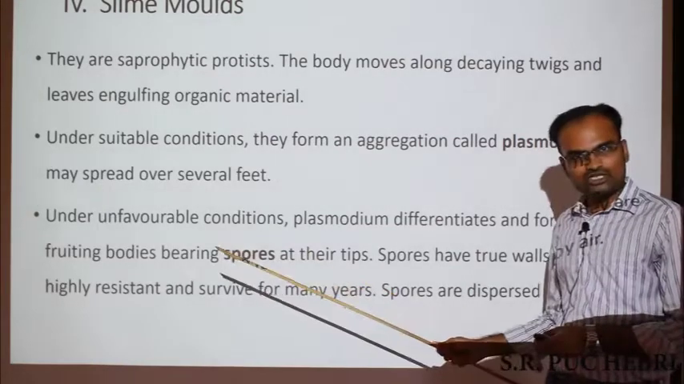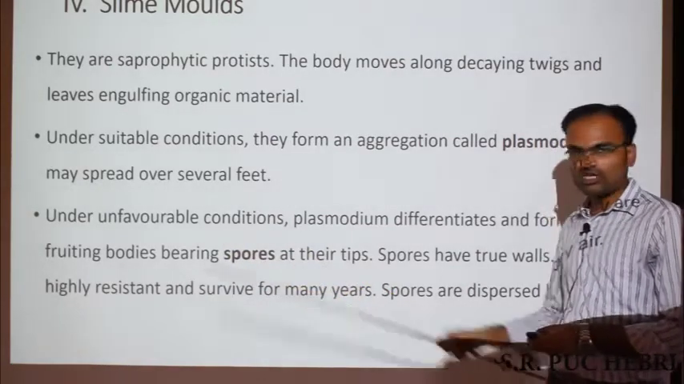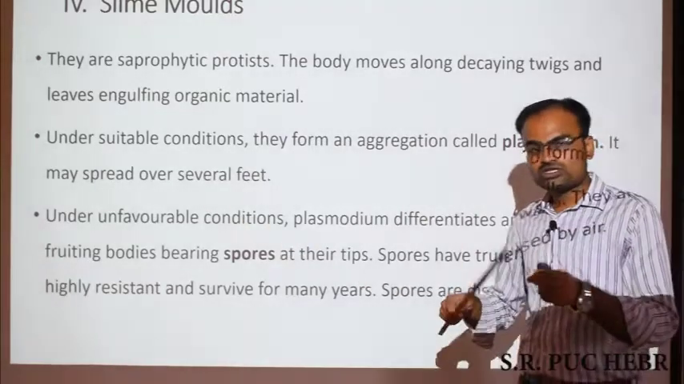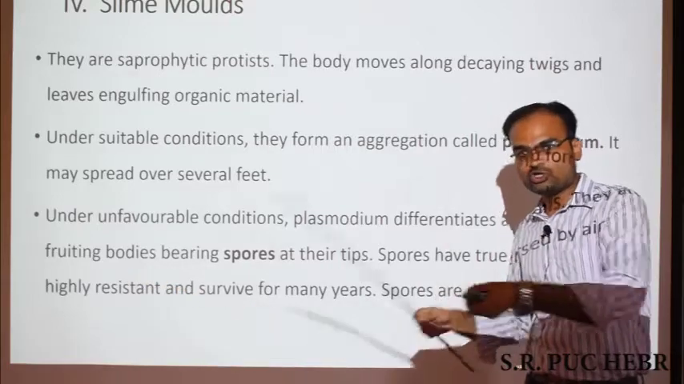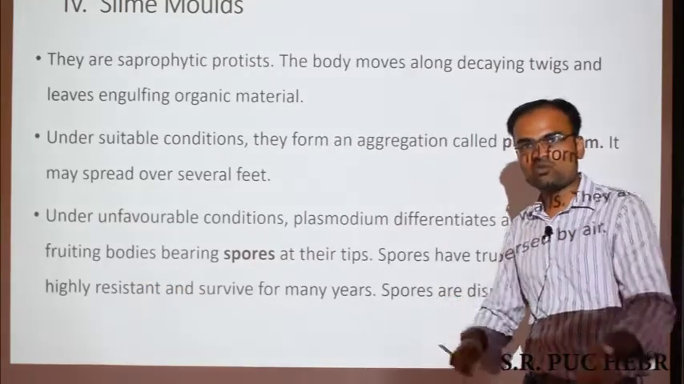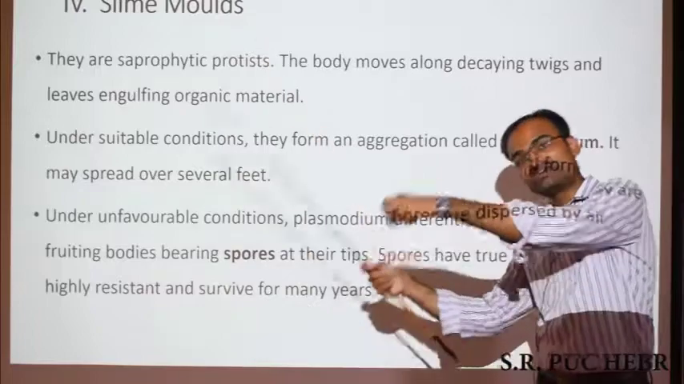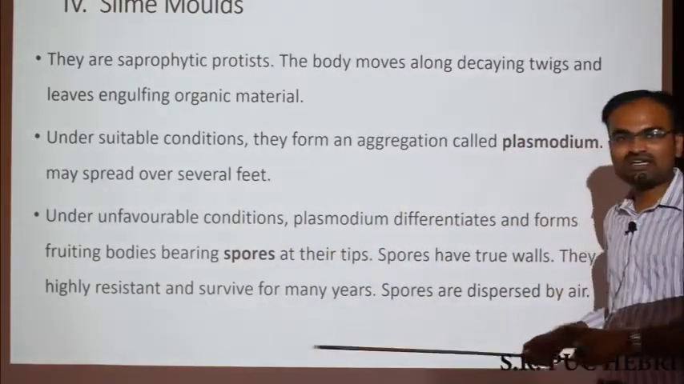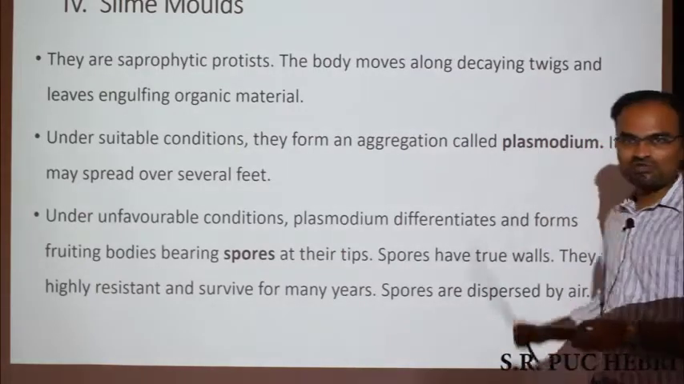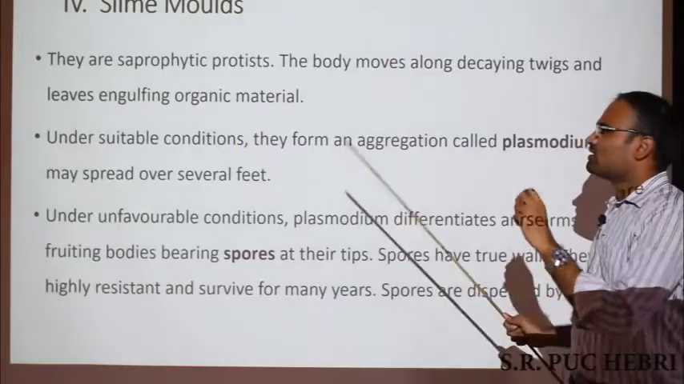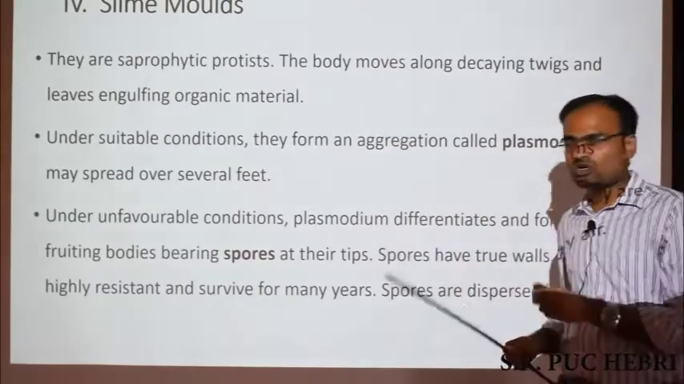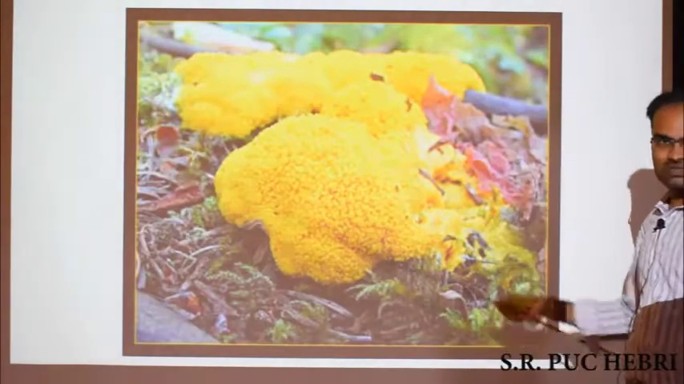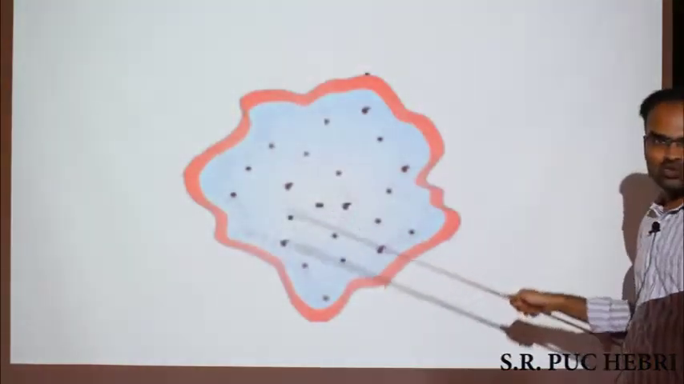Okay, unfavorable condition, plasmodium differentiate into fruiting body so that the spores can be produced, so that those spores, due to air current, can be transferred from one place into another place where they will attain the nutrients as well as the water, so that they will germinate and they will produce the new plasmodium. Okay, so this is one adaptation of the slime molds in order to survive in the unfavorable condition. Okay, so this is the actual picture of the slime molds. So this is the textbook one.